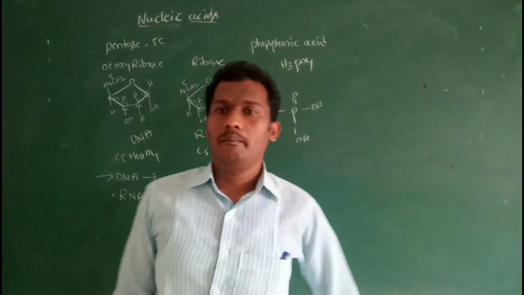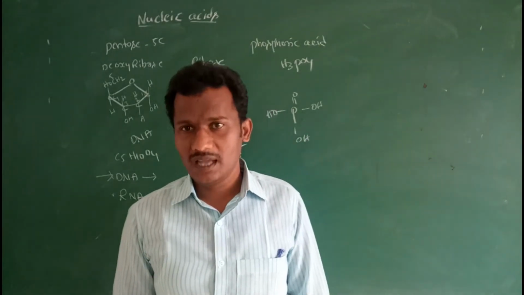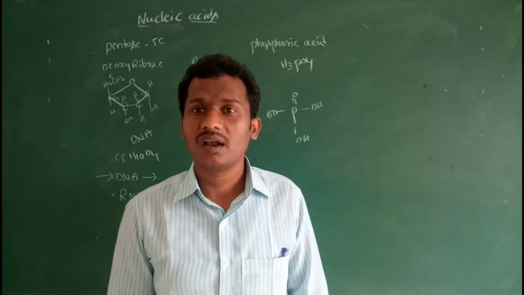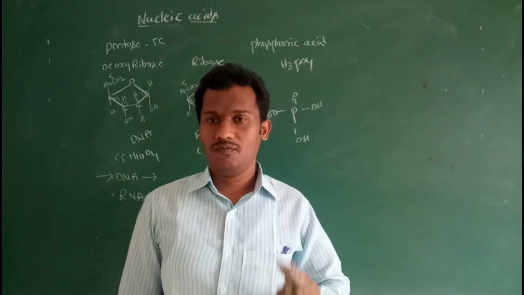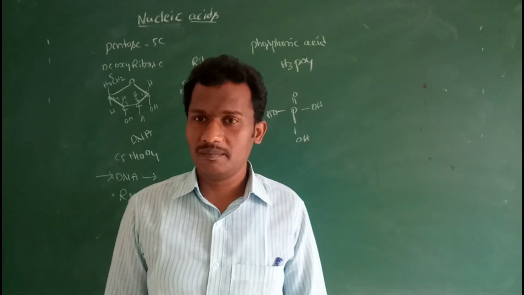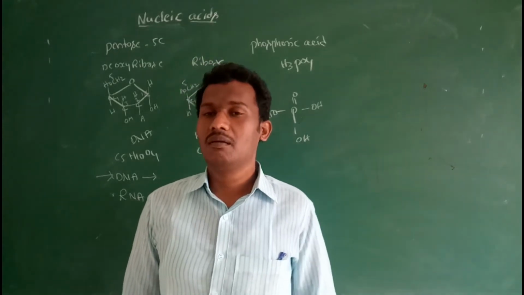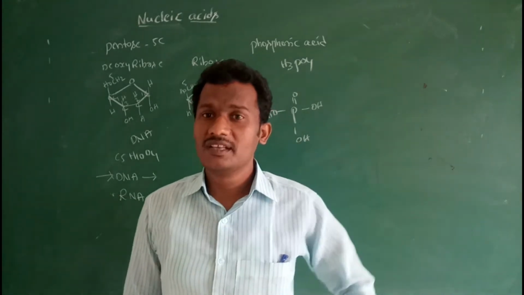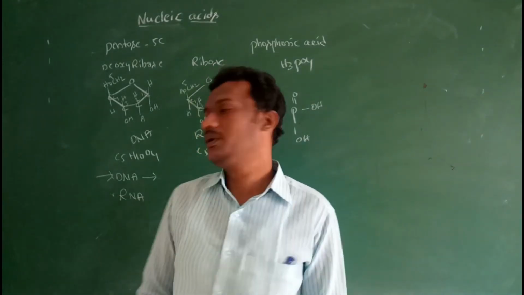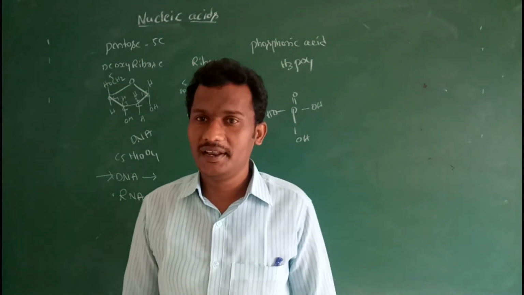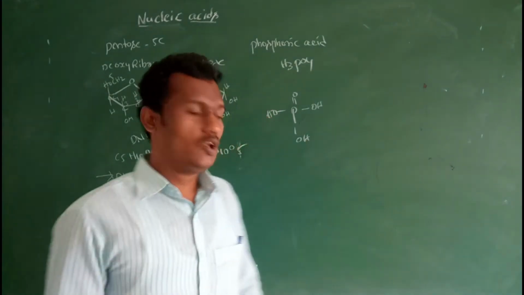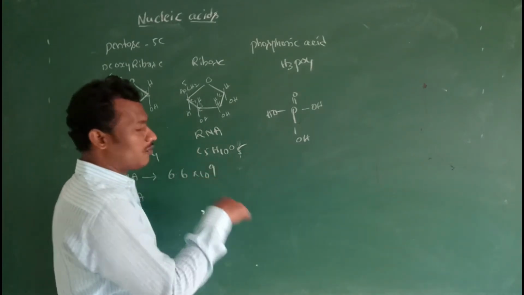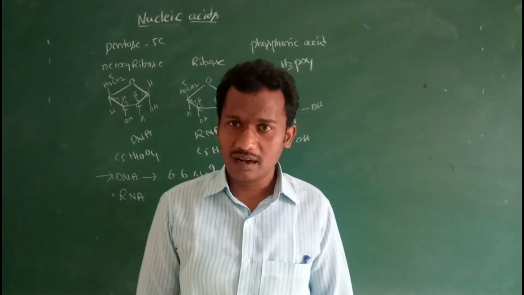DNA is the largest macromolecule. DNA is a polymer of nucleotides. Four types of nucleotides are present. These nucleotides are the building blocks of both DNA and RNA. Millions of nucleotides are present in DNA. For example, in human beings, approximately 6.6 × 10^9 base pairs are present.